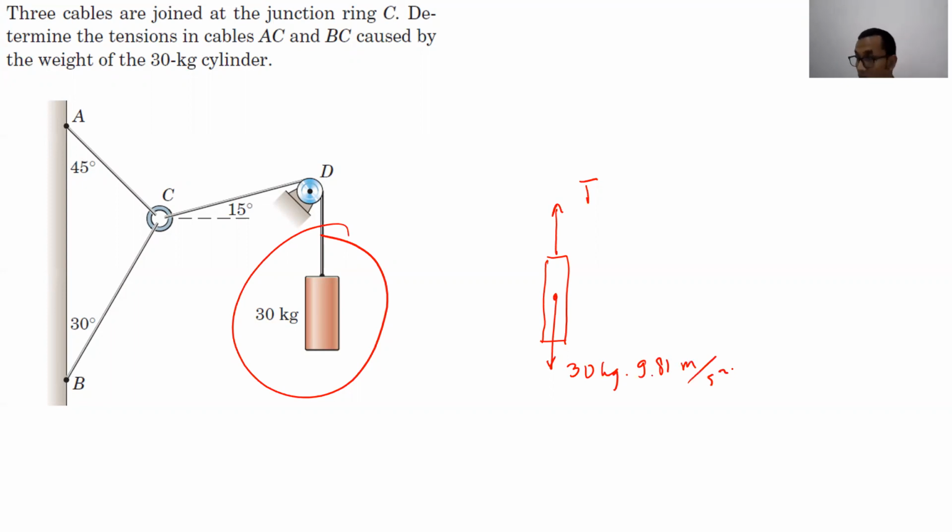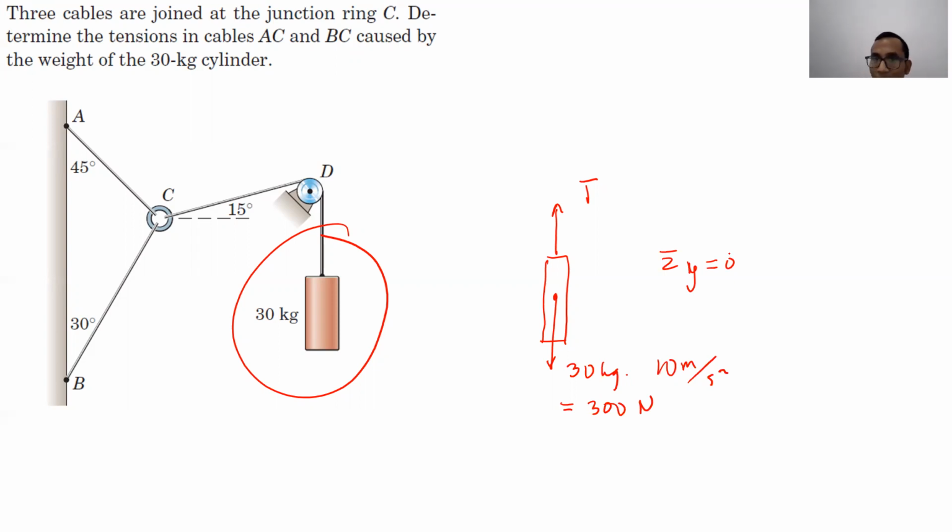Because we are running out of time, in order to simplify this, most of the time you're supposed to use 9.81, but I use 10. So we have 300 Newton here for the weight. Because the forces happening here are on the same line of action, we can use sigma Fy equal to 0 to solve this. Correct, right, Judy?